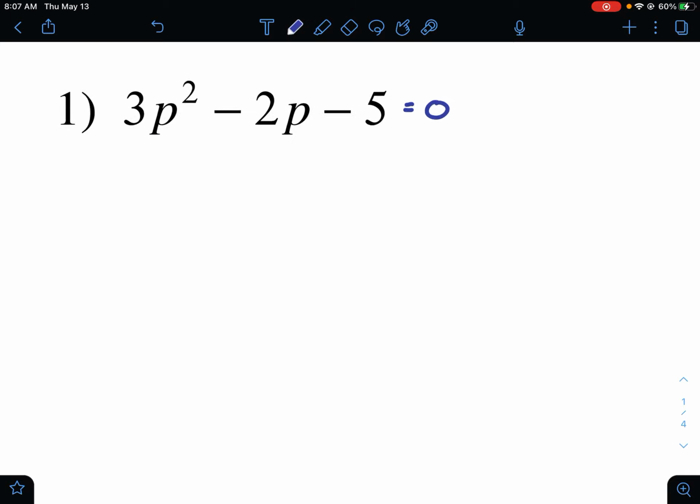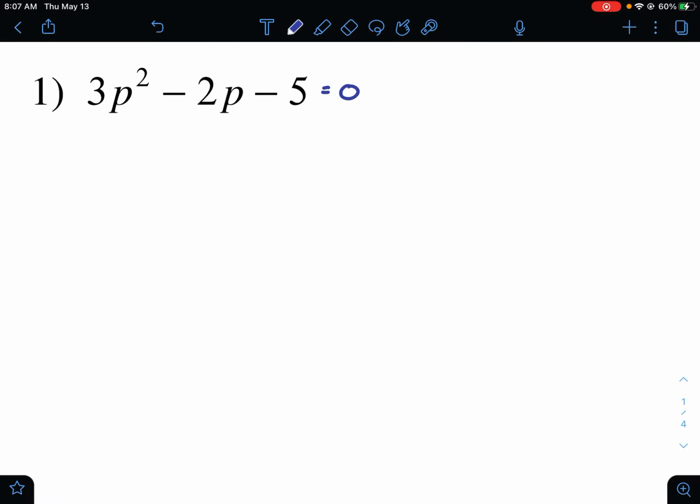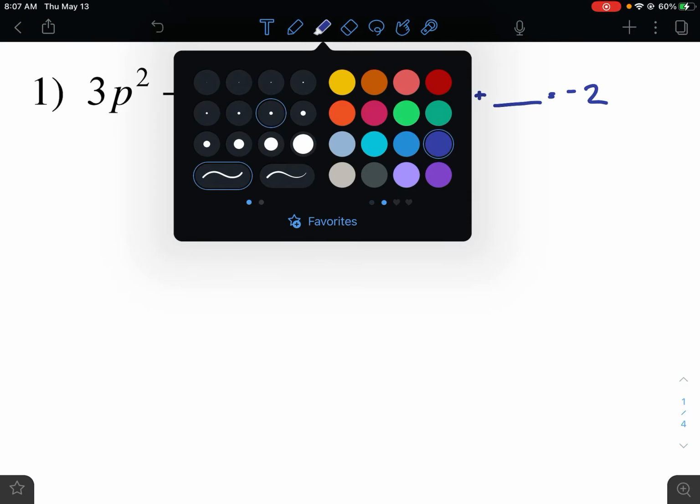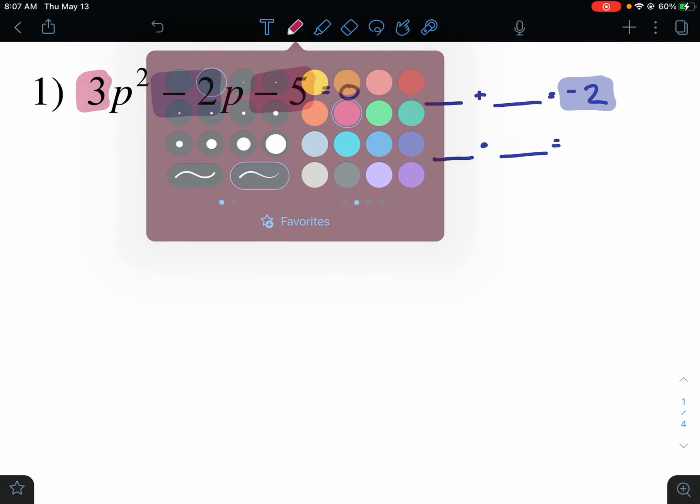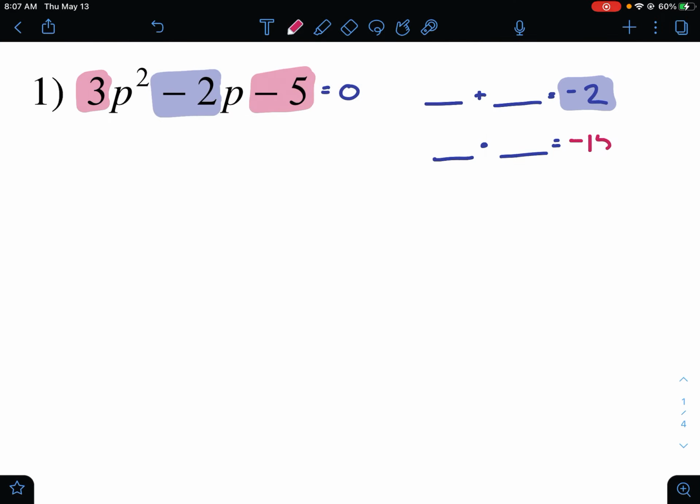So here are the two questions we ask ourselves. First question is, what two numbers added together will give you my middle coefficient? So my -2. And the other question we ask ourselves simultaneously is, what same two numbers can I multiply together to give me the product of the first and the last terms? So 3 times -5 is -15. Okay, so we have to multiply those two together.